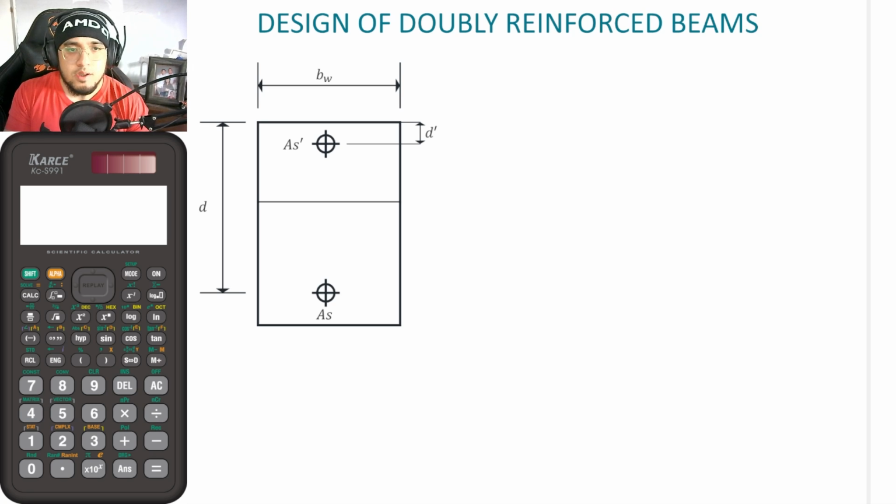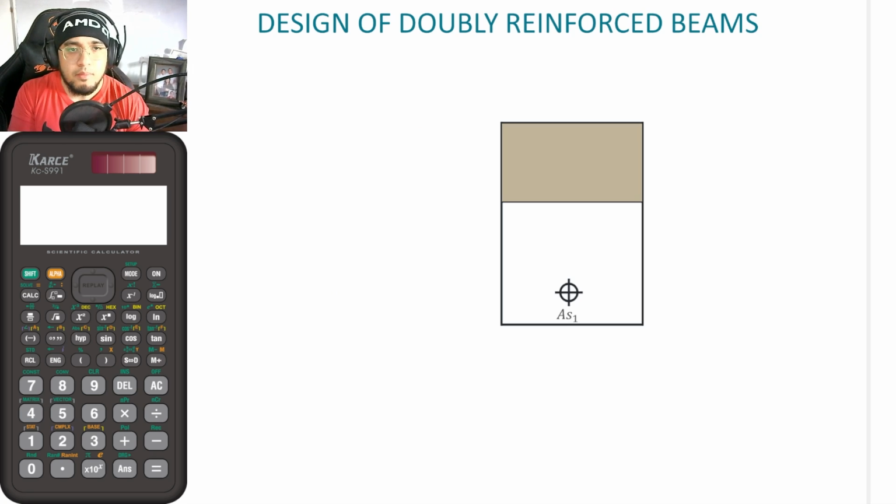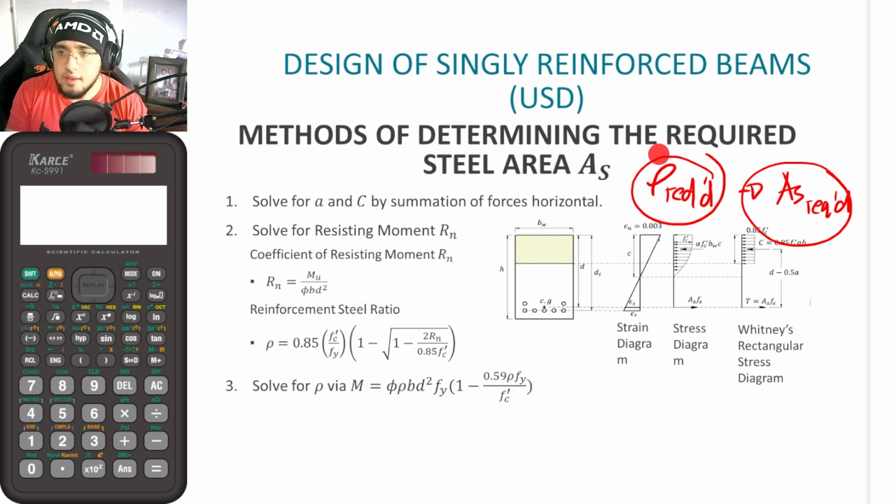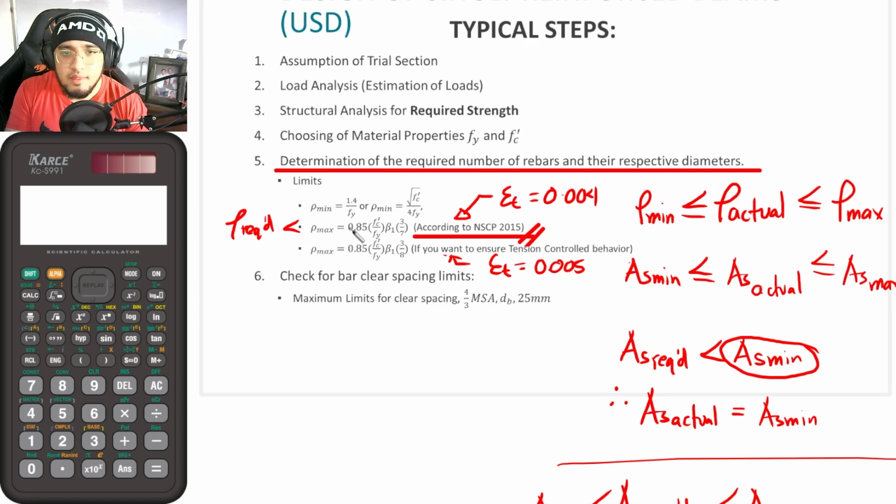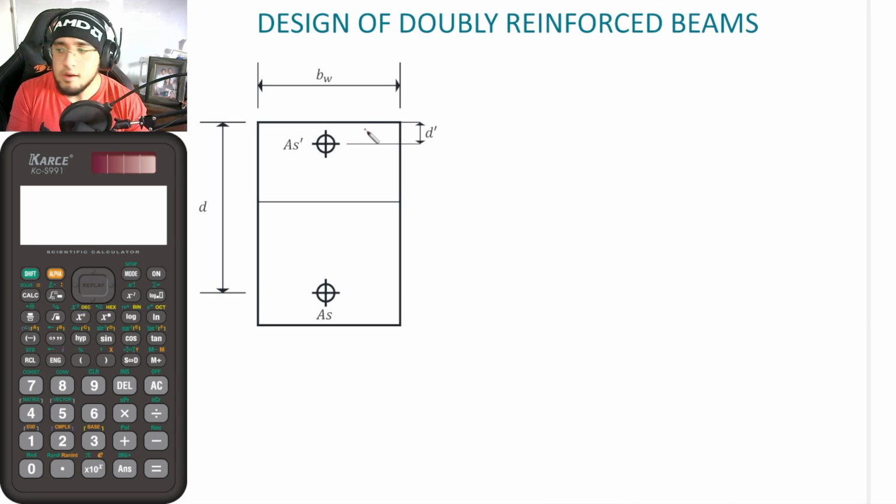Okay, recap. So if you can design your concrete beam using SRB only, then just design it using SRB only. But in a situation wherein suppose that you have designed your SRB in such a way that the rho required or the AS required is greater than the maximum AS, then it is either you will be changing your trial section, or if you do not want to change your trial section, that is the time whereas you would now be designing it using DRB.